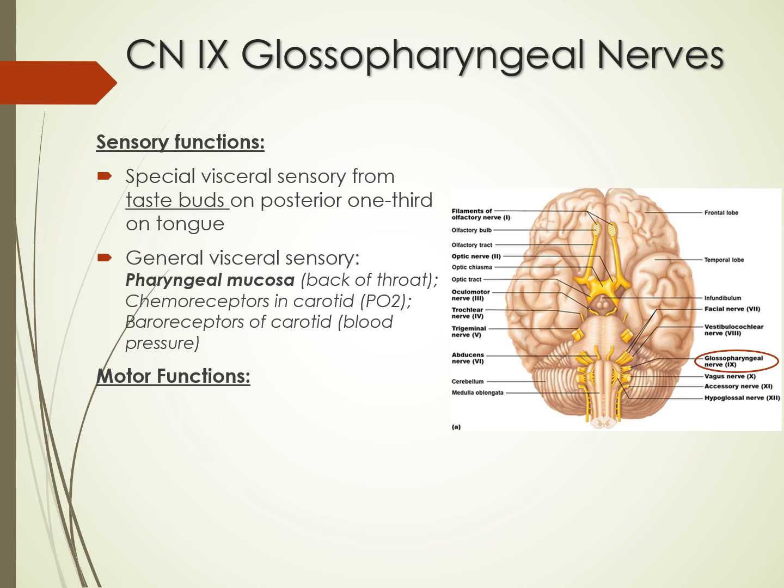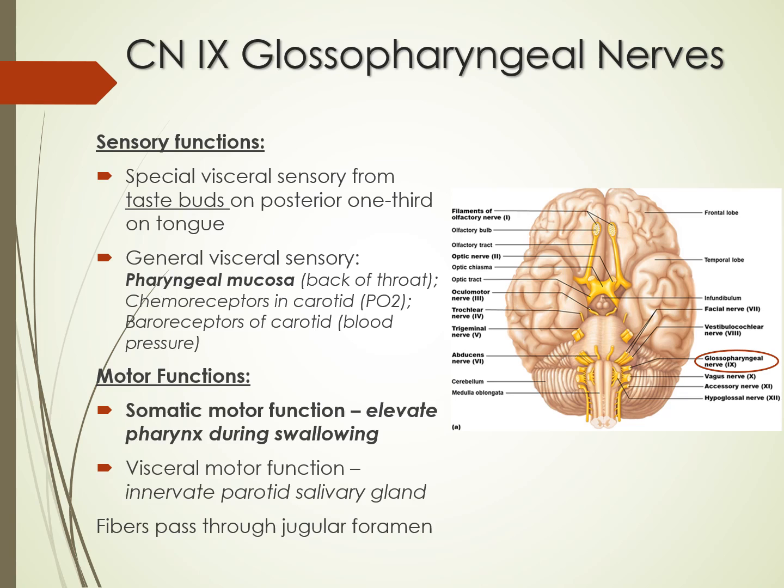So we said the facial nerve innervates some of the taste buds, and the glossopharyngeal innervates some of the other taste buds. But it also has some general visceral sense as well. So the back of the throat, or that pharyngeal mucosa, actually picks up some sensory receptors back there. So that's how you can feel the tickling in the back of your throat, which will stimulate you to swallow. And it also has some interesting autonomic functions with some chemoreceptors and baroreceptors in the carotid artery, but don't worry as much about those functions, okay?